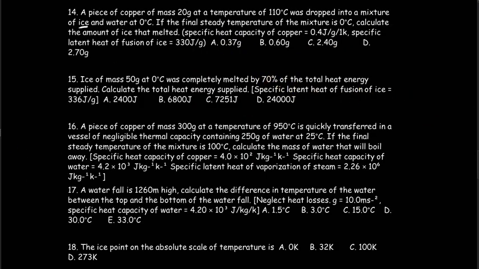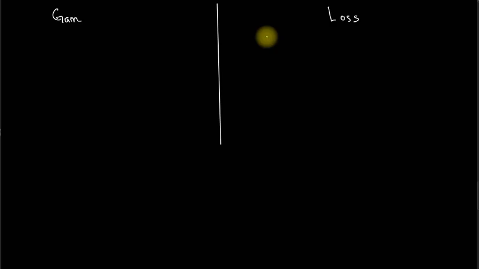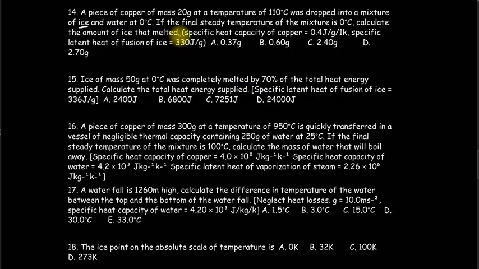Okay, so let's go. A piece of copper of mass 20 grams, temperature 110 degrees, was dropped into a mixture of ice and water. This just tells me that copper is clearly hotter, right? Copper is going to be losing heat. So I'm going to place copper on the losing heat side. So copper is hot. It's going to be losing heat when you drop it inside water. Then the water is going to gain heat from copper. So copper is on the loss side. Water and ice, they are on the gaining side.